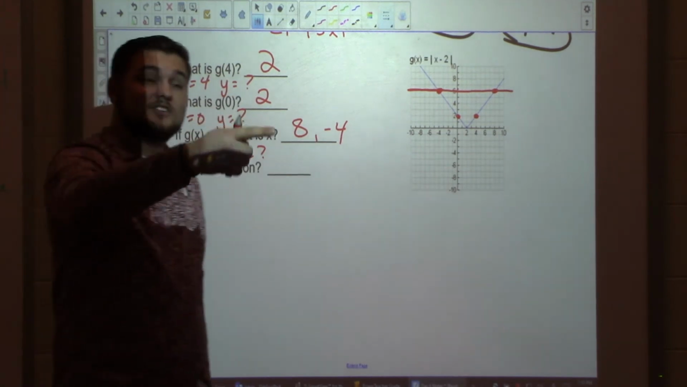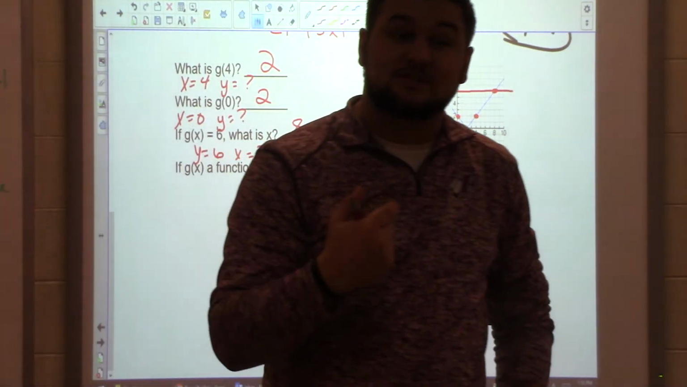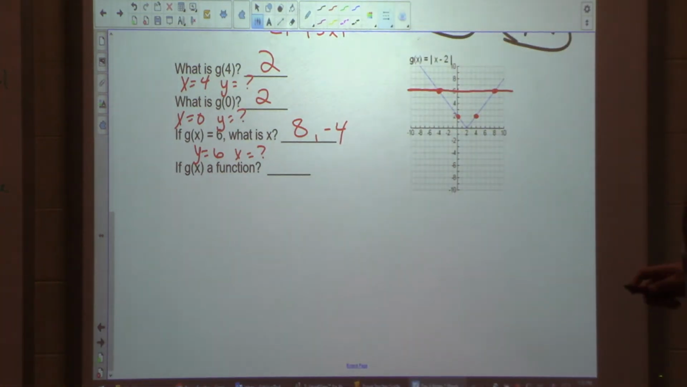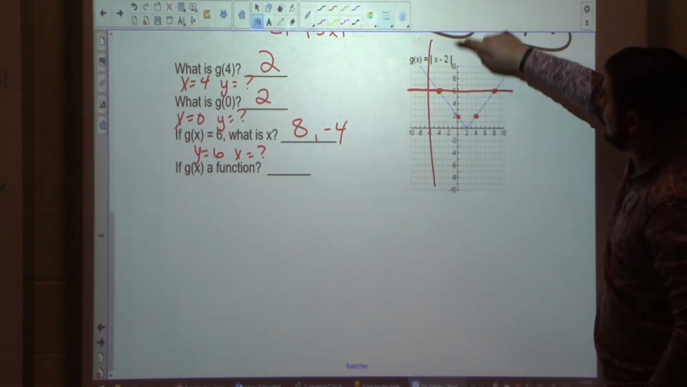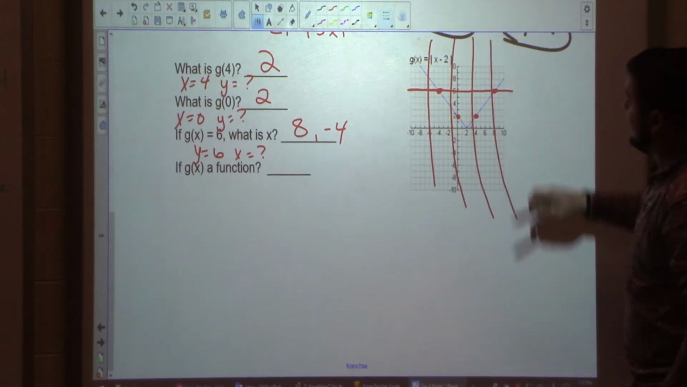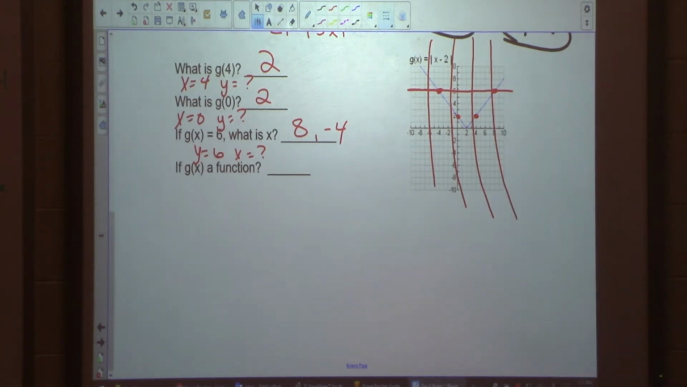Very good. So we're talking about the vertical line test. We're testing for a function, right? Vertical lines go up and down. If I draw vertical lines in here, do any of those vertical lines hit more than once? No. So that means yes, it is a function, right?